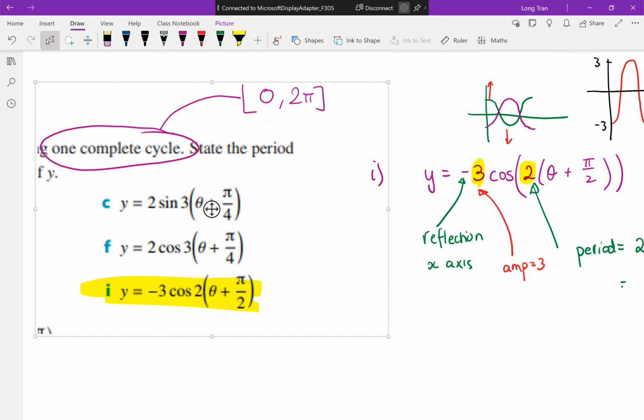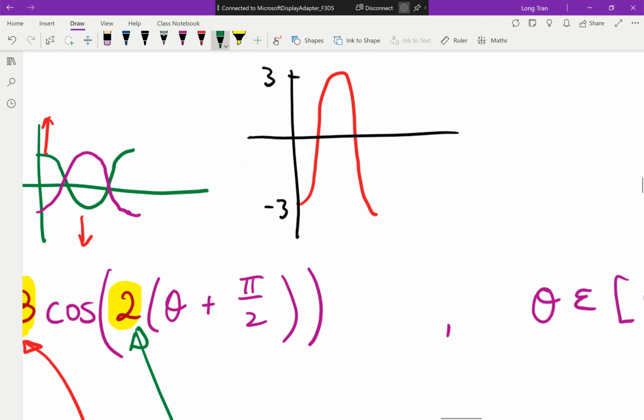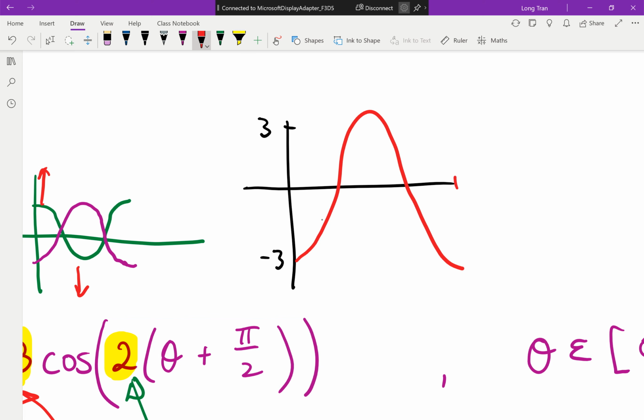Okay, so where were we up to? Period. Period is now pi. So what does that mean? It just means the graph, where it used to be an inverted cos graph with a length of 2 pi. So if I drew it again, it used to be like this, and that was 2 pi. It now becomes half that length. So it becomes pi, essentially. Okay, so that's what the 2 does.